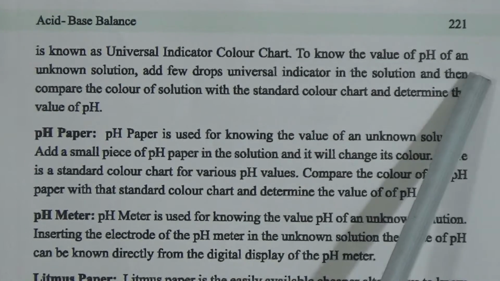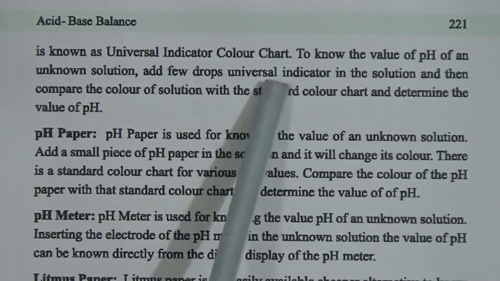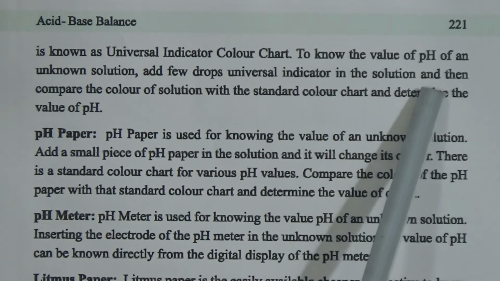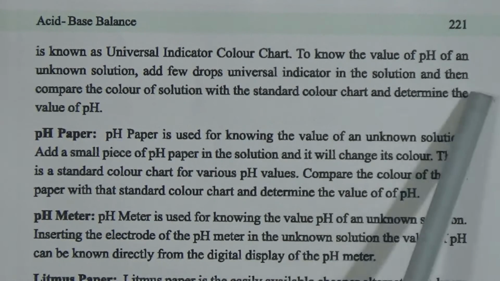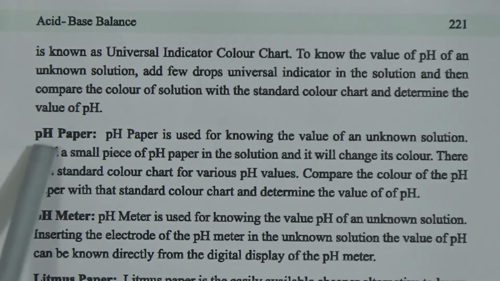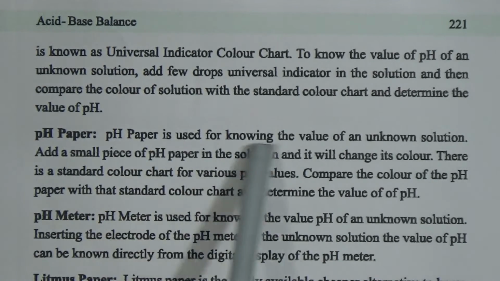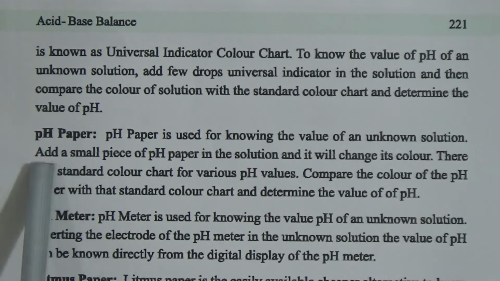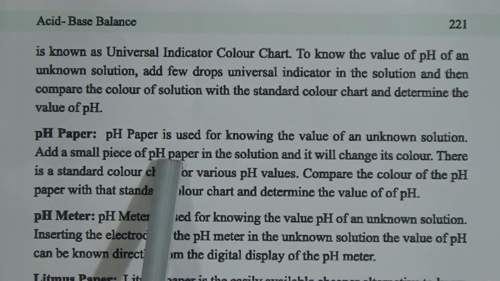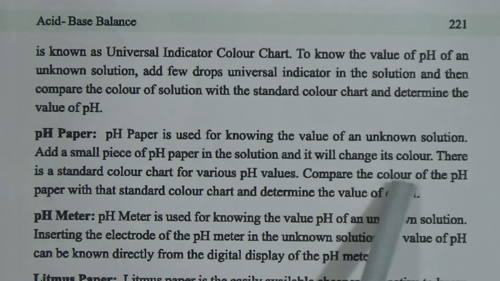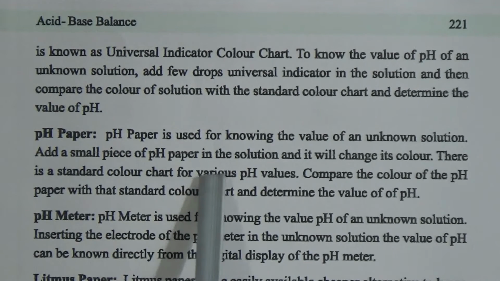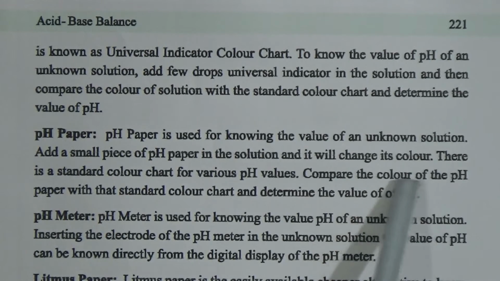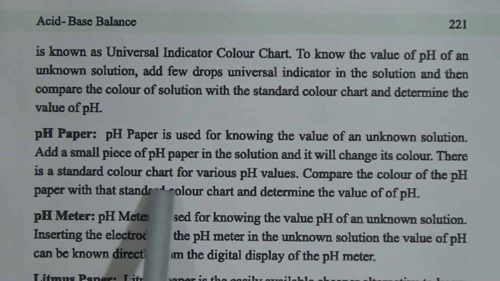To know the value of pH of an unknown solution, add a few drops of universal indicator in the solution and then compare the color of the solution with the standard color chart to determine the pH value. And now come to pH paper. pH paper is used for knowing the pH value of an unknown solution. Add a small piece of pH paper in the solution and it will change its color, and there is a standard color chart for the various pH values. Compare the color of the pH paper with that standard color chart and determine the value of pH.